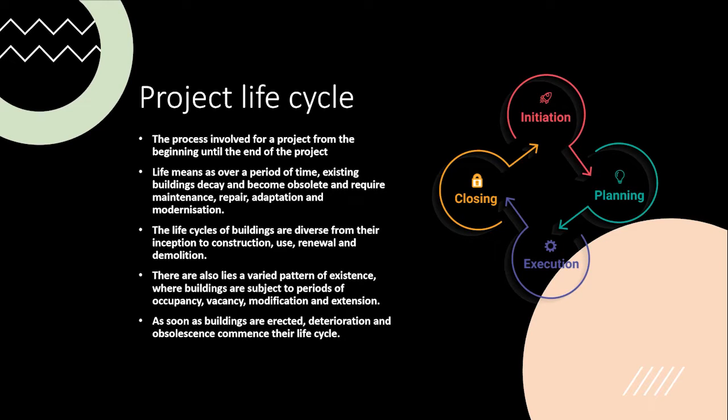Life means over a period of time, existing buildings decay and become obsolete and require maintenance, repair, adaptation, and modernization. There also lies a varied pattern of existence where buildings are subject to periods of occupancy, vacancy, modification, and extension. As soon as a building is erected, deterioration and obsolescence commence their life cycle. The useful life of any building is governed by several factors, including the sufficiency of the design, its constructional details, and the method used for the construction on and off site.